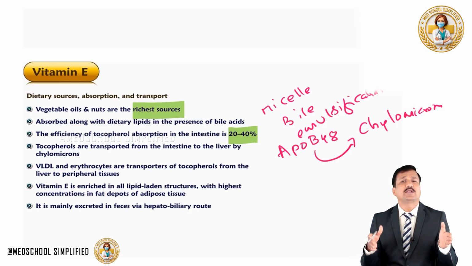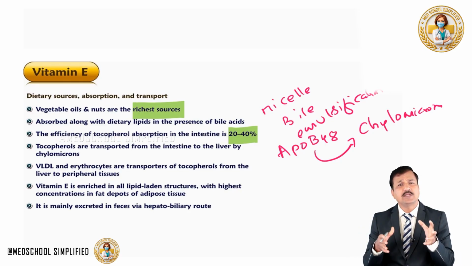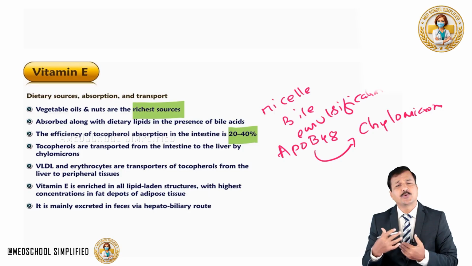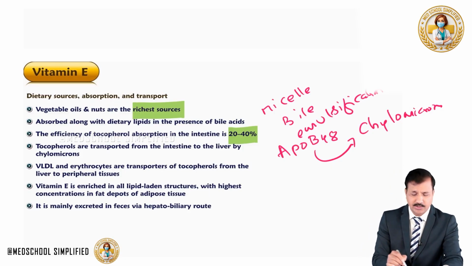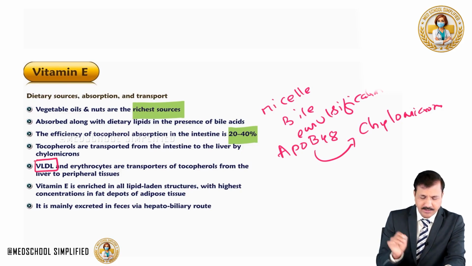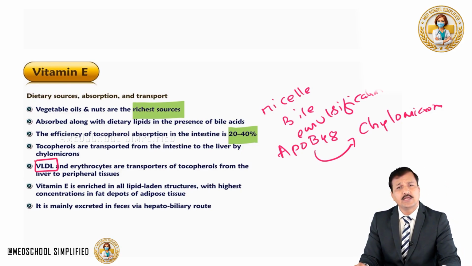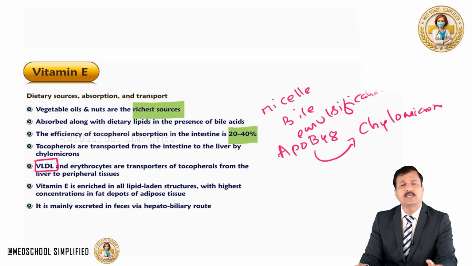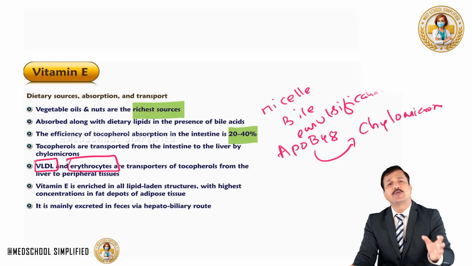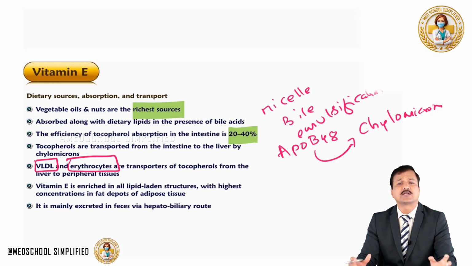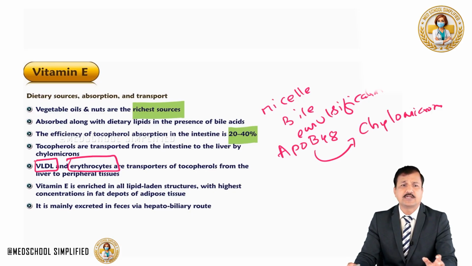So what happens to vitamin E in the liver? Vitamin E is transported out of the liver into the bloodstream by loading it onto VLDL molecules. What is VLDL? VLDL is very low density lipoprotein, and vitamin E is also carried from the liver to peripheral tissues by binding to the erythrocyte membrane. So VLDL and erythrocytes are the transporters of tocopherols from the liver to the peripheral tissues.